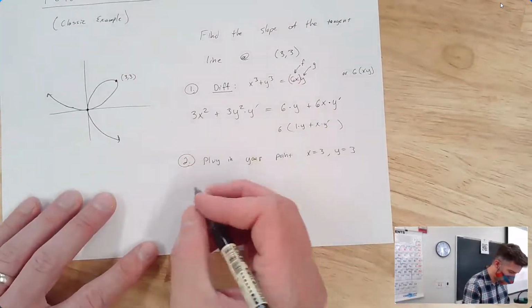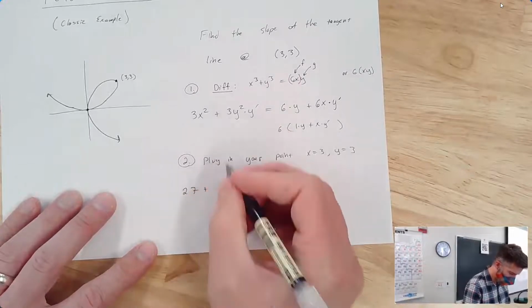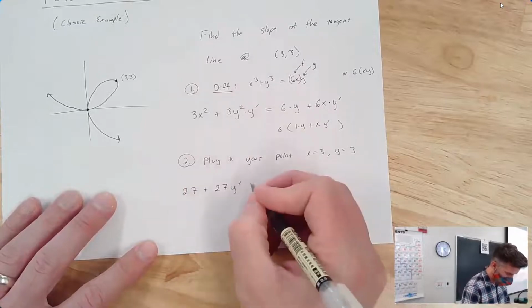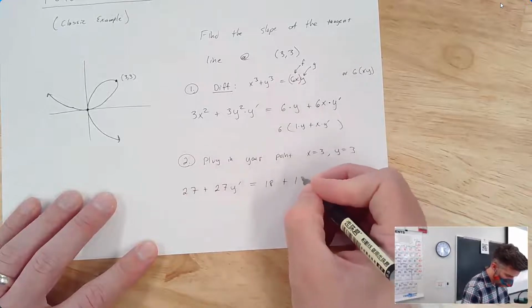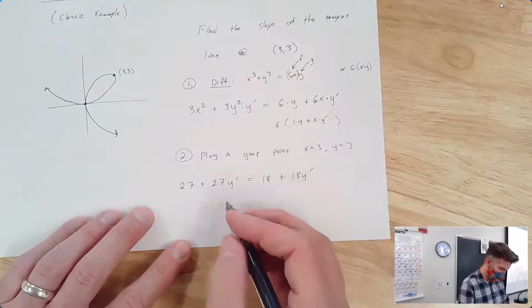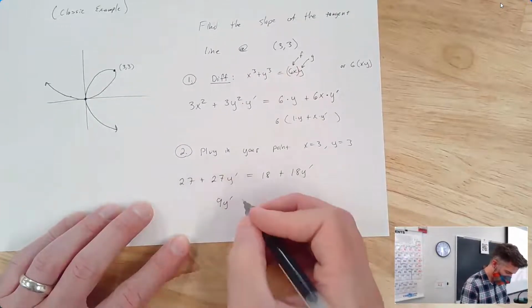So plug in 3 for x, I get 3 times 9, which is 27. I plug in 3 for y, I get 3 times 9, which is 27 times y prime. On the right-hand side, I get 6 times 3, which is 18, plus 6 times 3, which is 18, y prime. So subtracting 18y prime, I get 27 minus 18, which is 9y prime. And 18 minus 27 is negative 9.